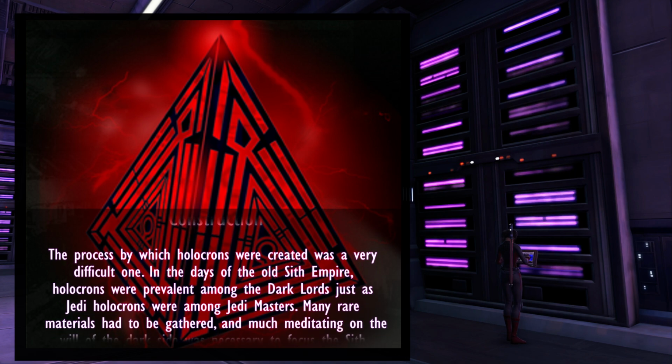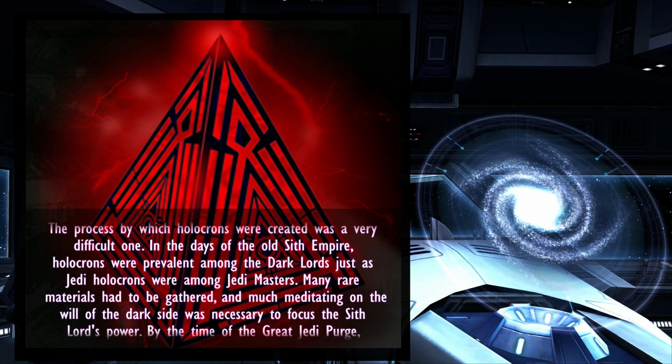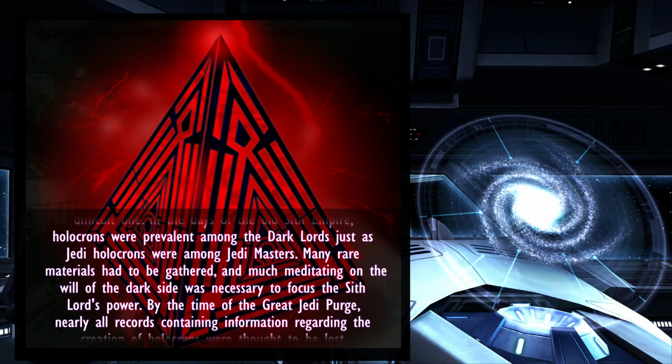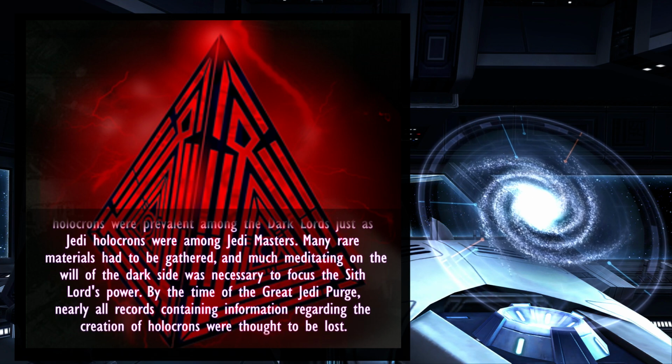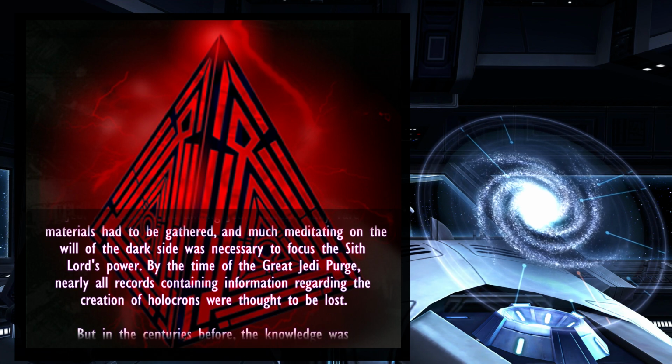In the days of the old Sith Empire, holocrons were prevalent among the Dark Lords, just as Jedi holocrons were among Jedi Masters. Many rare materials had to be gathered, and much meditating on the will of the dark side was necessary to focus the Sith Lord's power.